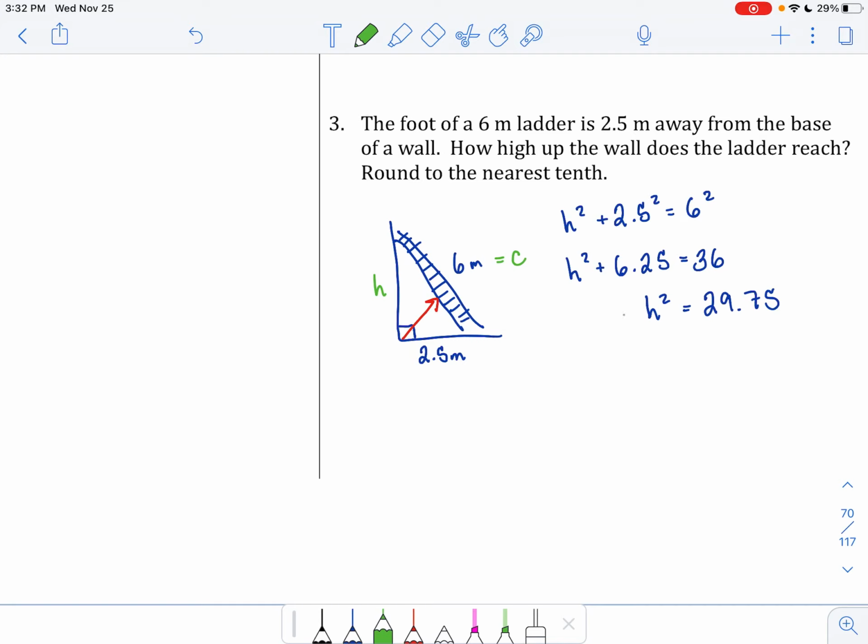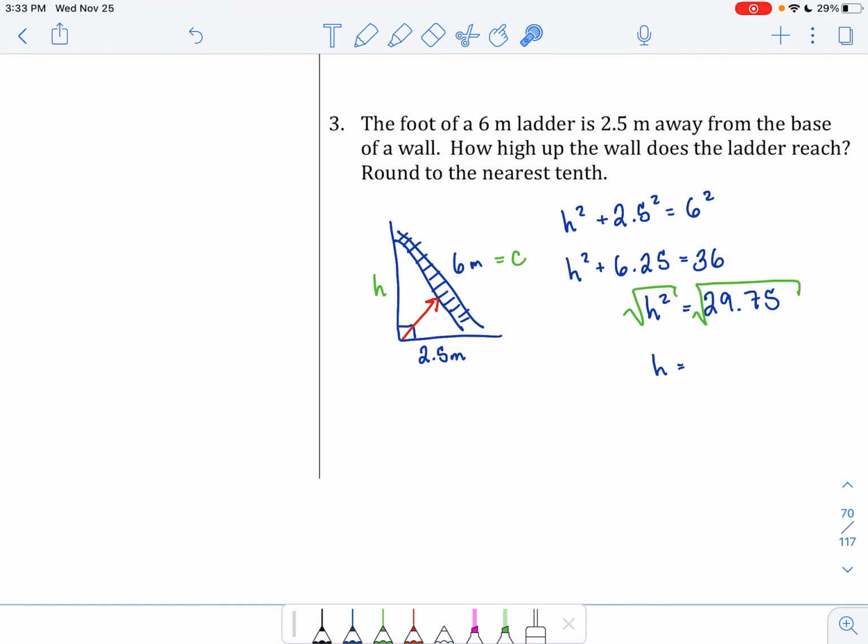Here, there is not a nice, easy answer when I take the square root of both sides. I get h by myself, but I don't know what the square root of that is, and I don't expect you to. When you type it in, you're going to get a long decimal in your calculator. That's fine. It says round to the nearest tenth, so the tenth is this first decimal place. When you're doing homework that requires rounding, please don't round until the last step. So don't round here, round only at the end.